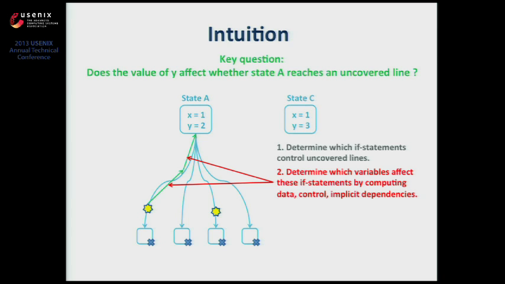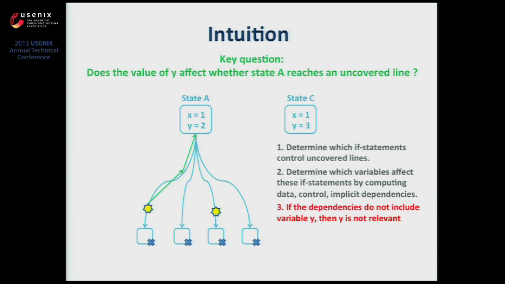Then along each path from these uncovered lines, we track all the dependencies between variables. And after we calculate these dependencies, what we want to do is see whether variable y is included as part of these dependencies. So if it's not included as part of these dependencies, then we can be sure that it's not relevant and we can ignore it. So here, suppose y is not part of the dependencies.